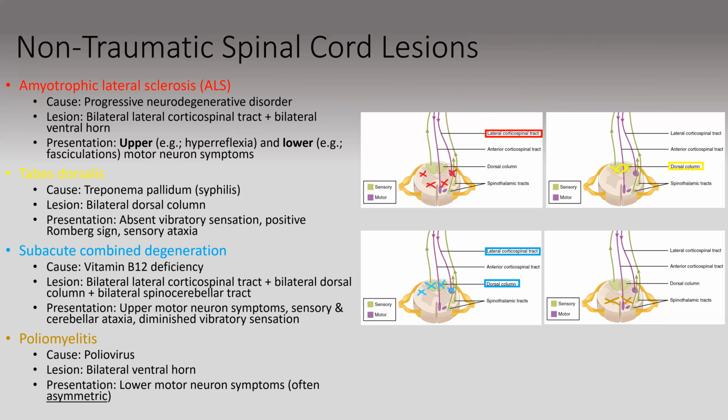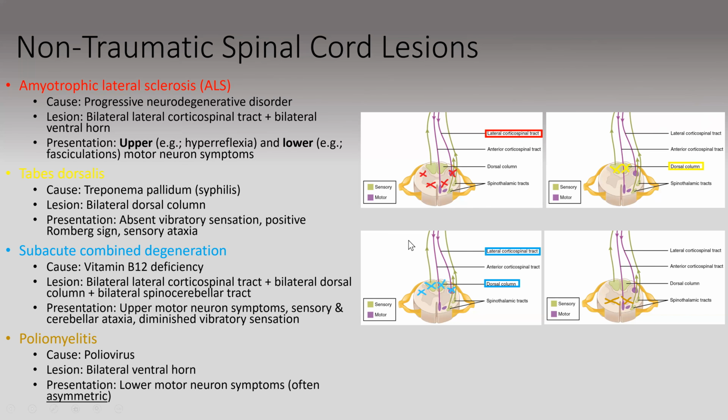Next, we have tabes dorsalis. This is caused by syphilis, or Treponema pallidum, a spirochete. The lesion specifically occurs in the dorsal column, or the posterior column medial lemniscus tract. With this tract, you'll have reduced vibratory sensation and difficulty with proprioception, and so this will lead to ataxia, because if you can't sense what's going on around you, your feet don't have any proprioception and can't sense where they're walking. You can get a Romberg sign and a sensory ataxia, which is ataxia due to sensory problems.